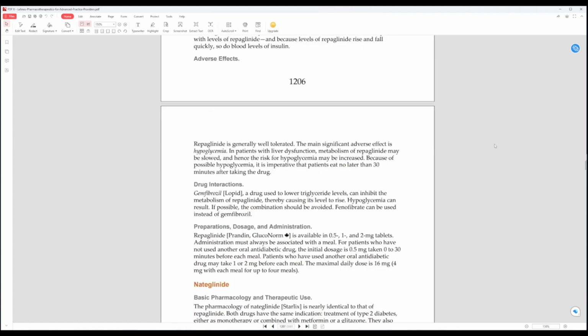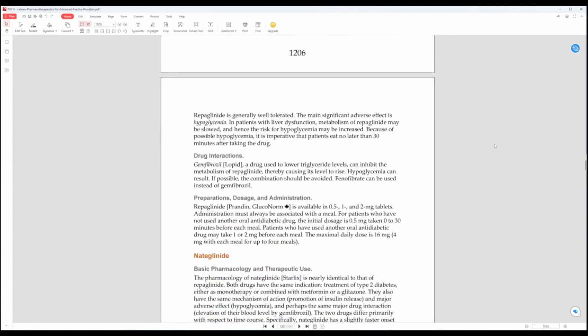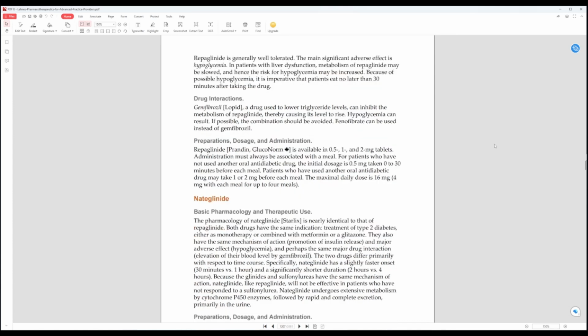It does have adverse effects, which are generally well tolerated. The main significant adverse effect is hypoglycemia. In patients with liver dysfunction, metabolism of repaglinide may be slowed, and hence the risk for hypoglycemia may be increased. Because of possible hypoglycemia, it is imperative that patients eat no later than 30 minutes after taking the drug.